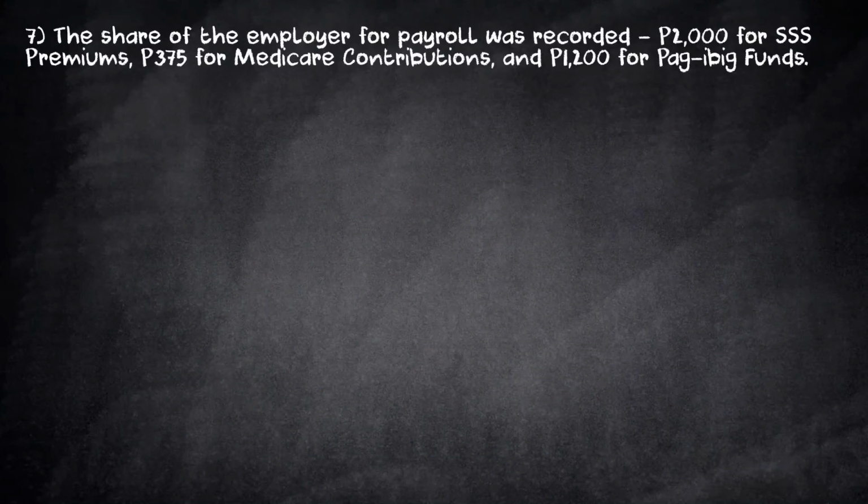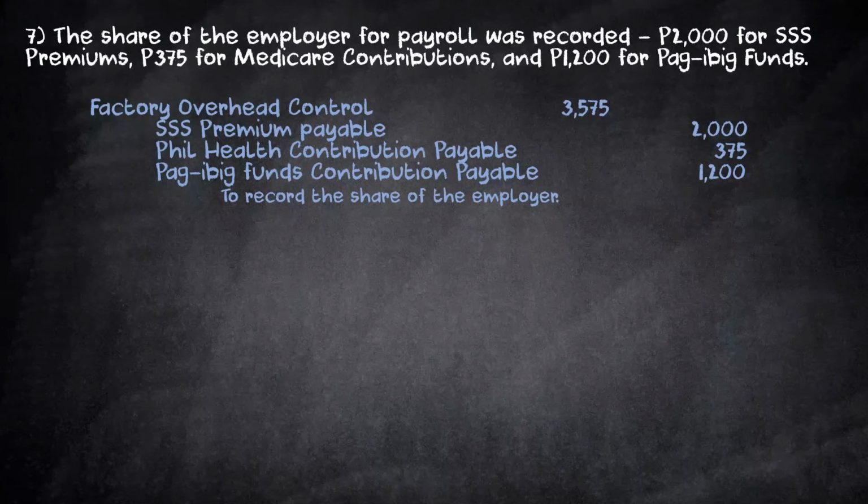Number 7. The share of the employer for payroll was recorded: 2,000 for SSS premiums, 375 for medical contributions, and 1,200 for Pag-ibig funds. So, sa payroll, hindi lang naman ang employee ang nagbe-bear ng mga deductions. So, meron ding shoulder ang company namin for the deductions sa mga payroll. So, let's look at the entry. Ayan. We would have a debit for factory overhead control.